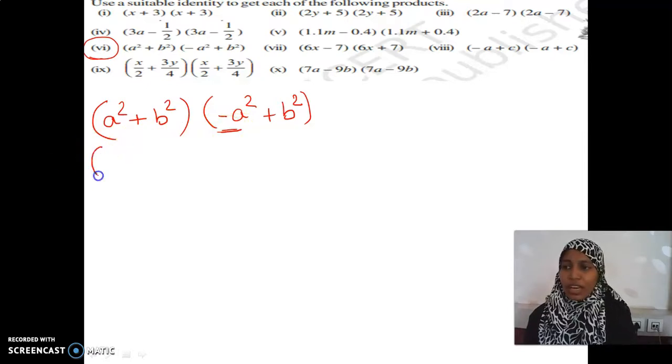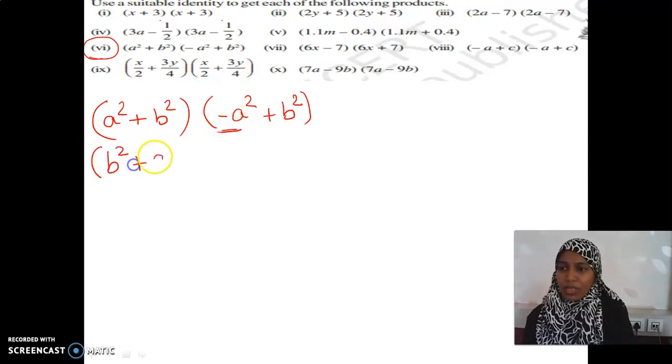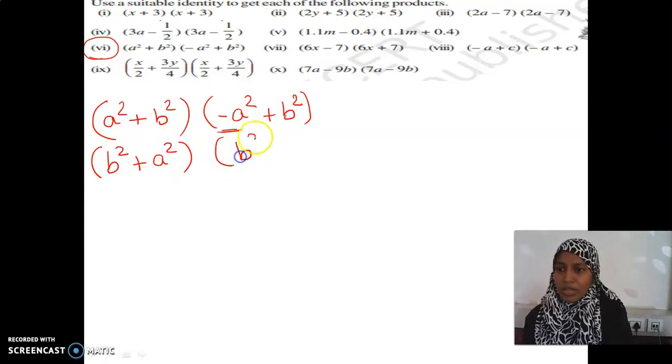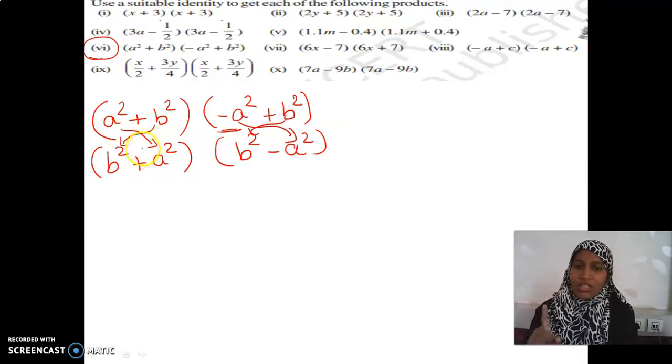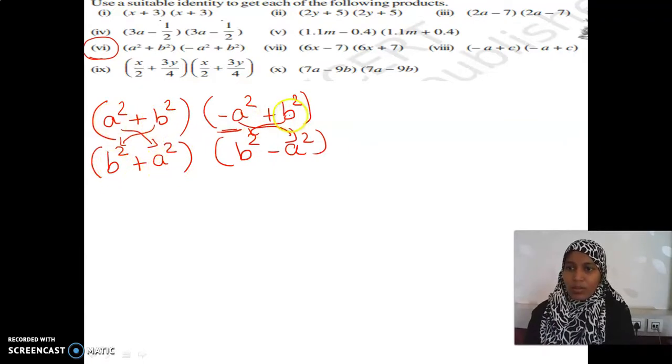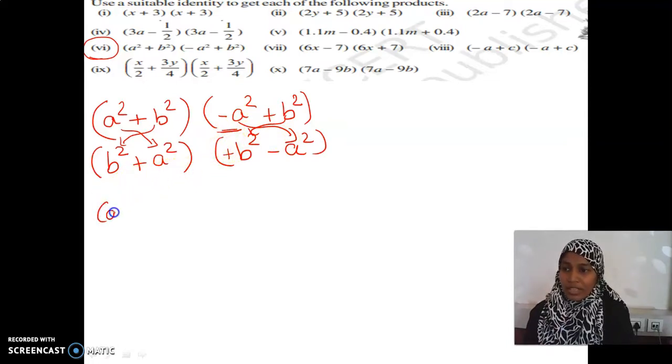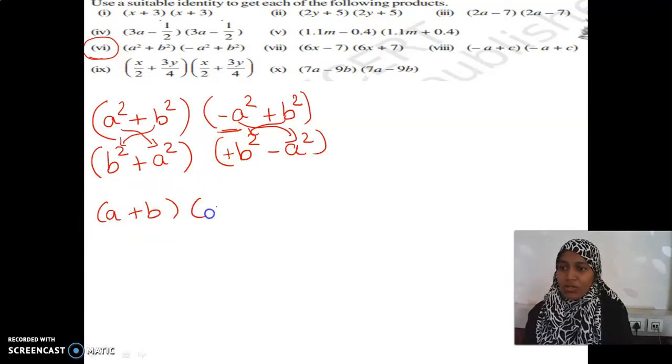Yes. I am going to rewrite this expression like (b squared plus a squared) and (b squared minus a squared). See, this minus has taken this position. Here it's the same way. I have interchanged their position without changing its meaning. See, plus b squared plus a squared, plus a squared plus b squared is written plus b squared only. I have not changed its meaning. I have just interchanged their position to compare it with the identity (a plus b) into (a minus b). This is the identity and it is not the question.